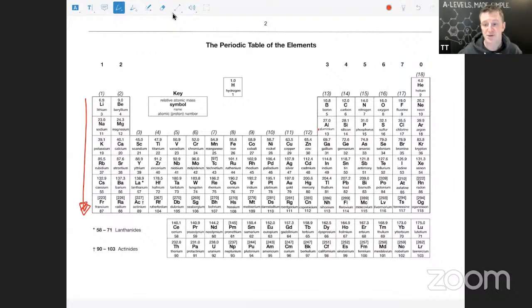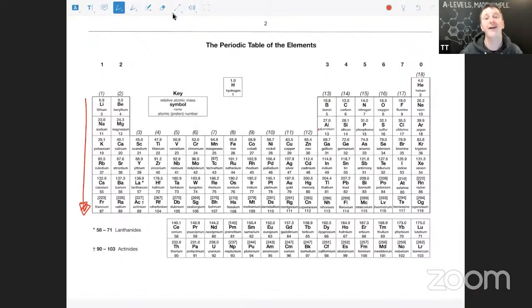It loses an electron, absolutely. When metals react, they form positive ions, right? So they lose electrons. So now we know why there's an increase in reactivity. Let's take it into A-level territory, ladies and gentlemen, so it's all linked.